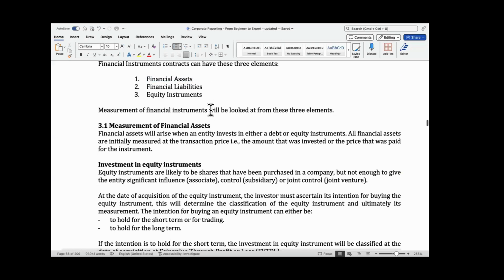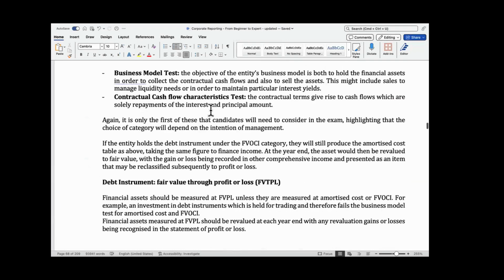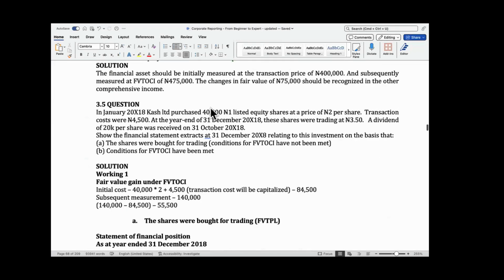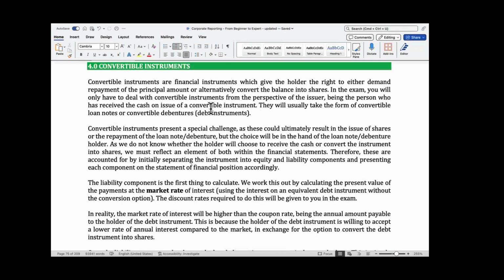So let me start with that. I need you to just tag along with me, even if you have had this before. Just listen to it again. It won't take me 10 minutes to actually sort out this convertible instrument. So you see, in summary, this is what is happening here. A company borrows money, right?